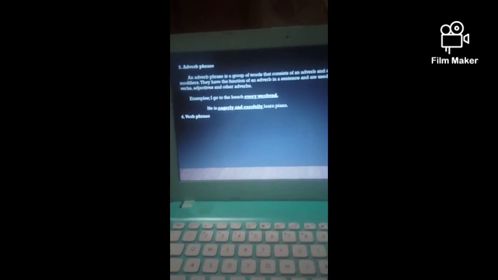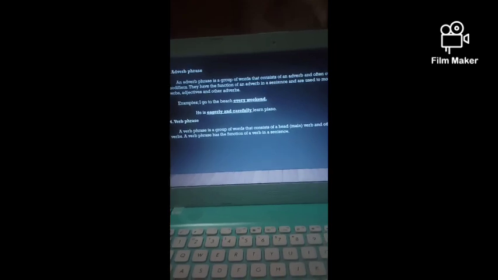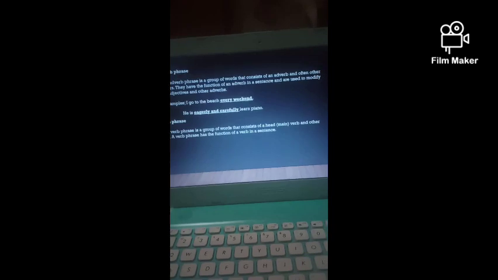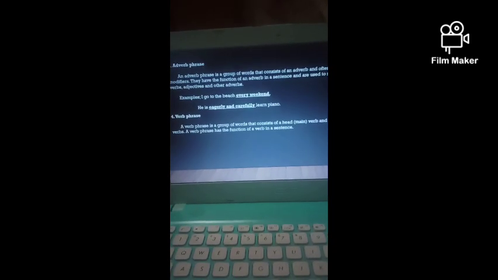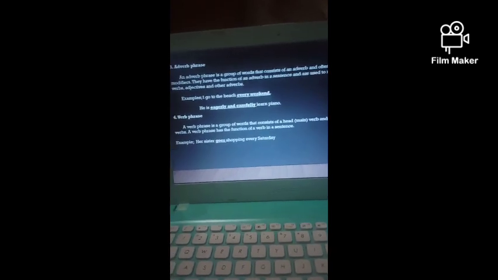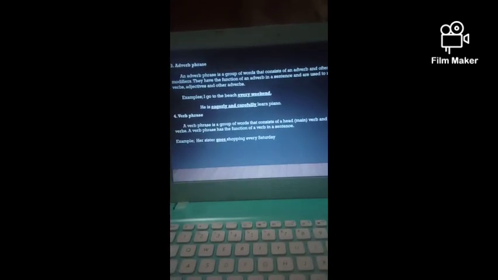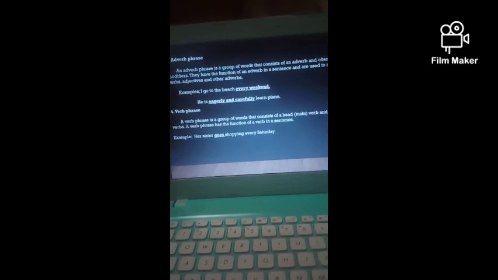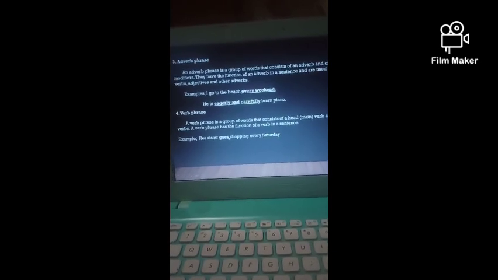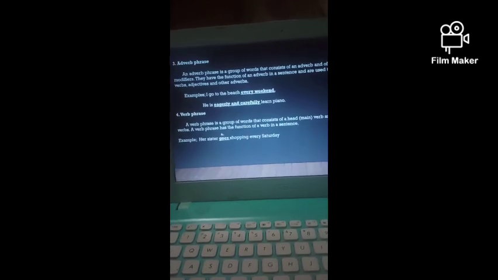The next is about verb phrase. A verb phrase is a group of words that consists of a head or main verb and other verbs. A verb phrase has the function of a verb in a sentence. For example, her sister goes shopping every Saturday. So di sini menggunakan verbnya yang ini. Goes.